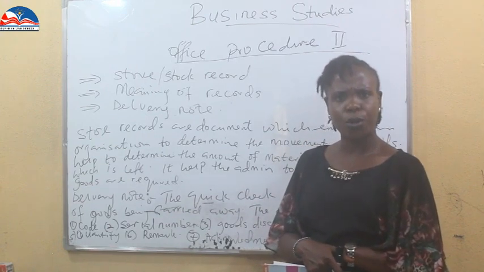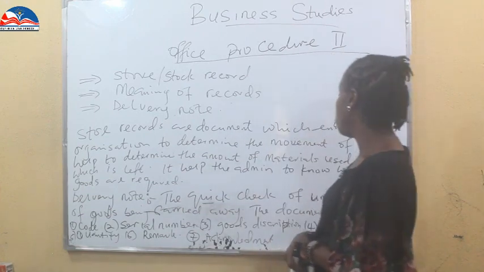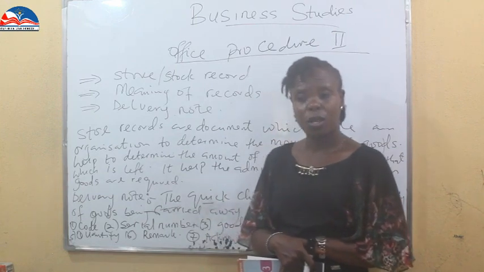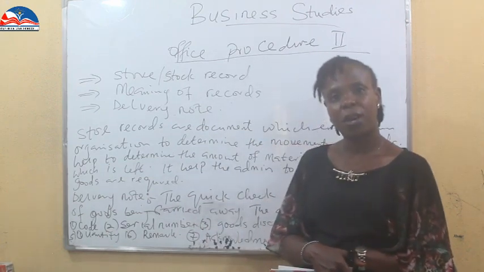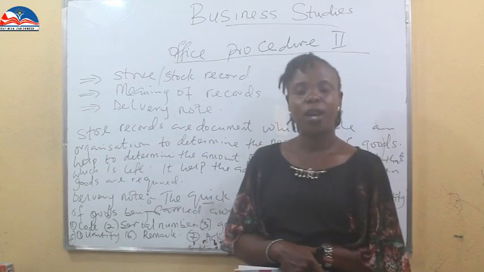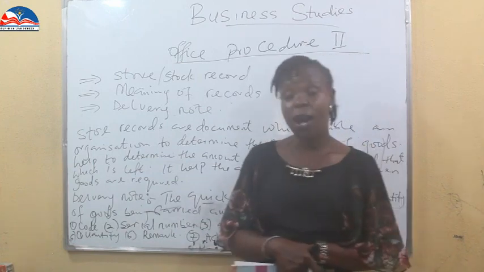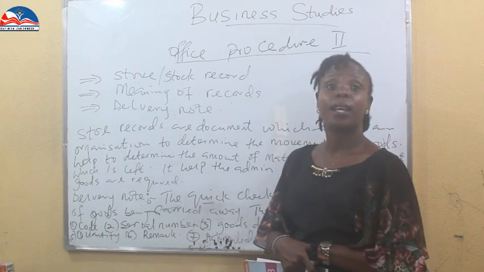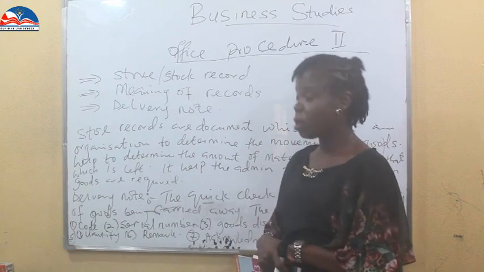Now what about store record? Store record helps the administrator or the admin manager to know how often goods are required. The store record is kept to enable the administrative manager or the administrative personnel to know when goods are to be bought back. The stock and store records seem the same. They work the same. Alright, so we have seen what stock and store record means.